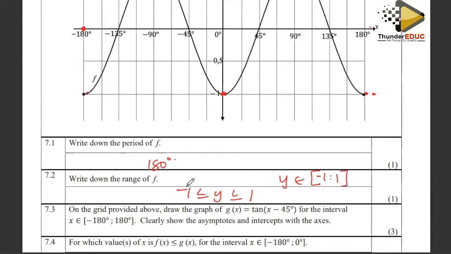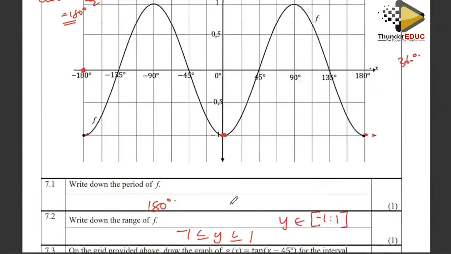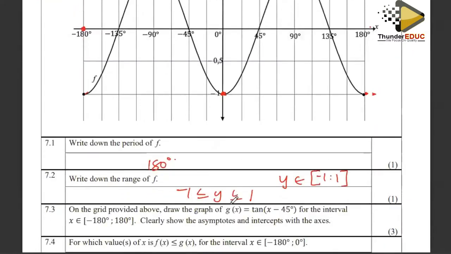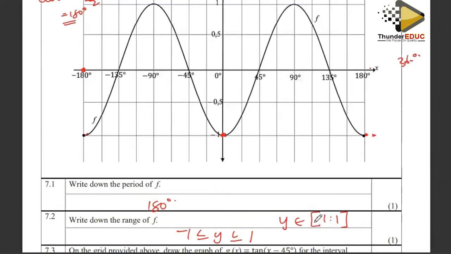7.3, they want us to sketch, okay? So with the sketching, we're going to use our calculators. The graph is tan of x minus 45, okay? We're just plotting one graph, so we don't have to use the other graph. The intervals are basically, the starting point is -180, the end point is +180, and the step is 45. There we go.